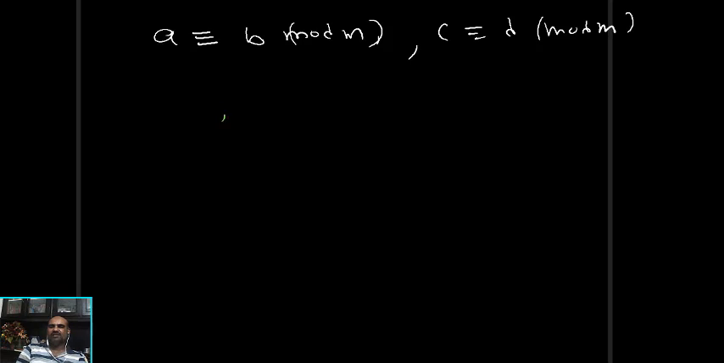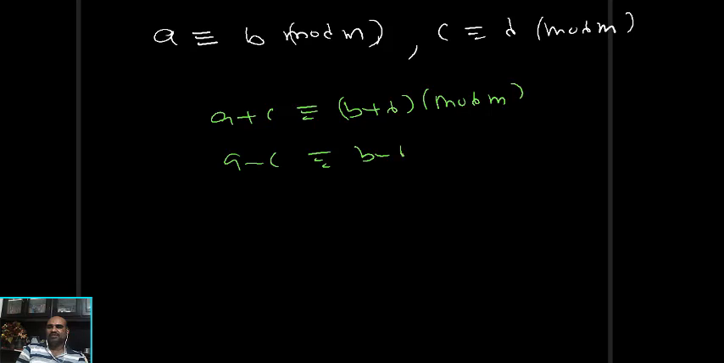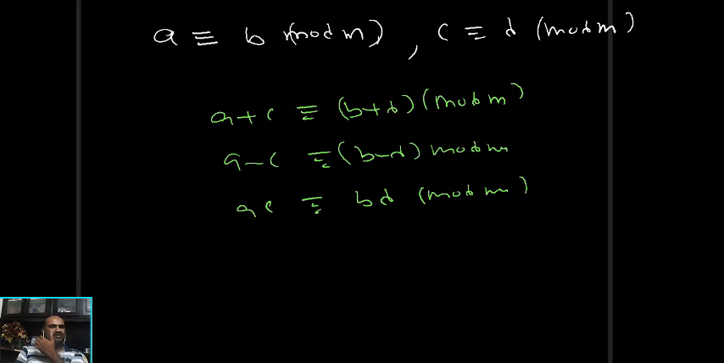A congruent to B modulo M, and C congruent to D modulo M. Then from this, what can I say? A plus C is congruent to B plus D modulo M. A minus C is congruent to B minus D modulo M. AC is congruent to BD modulo M. Here A, B, C, D are integers and M is a natural number.